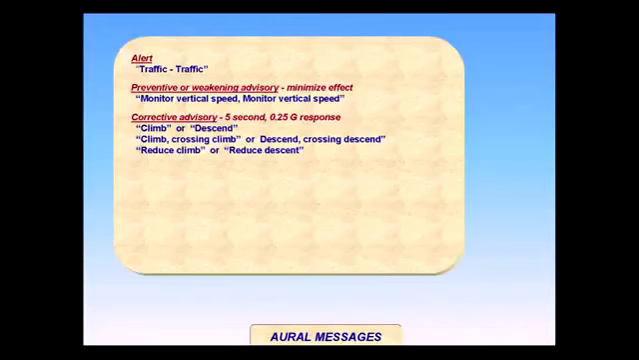Reduce climb, reduce climb. Or reduce descent, reduce descent. Reduce vertical rate to the minimum necessary to avoid the red prohibited area.